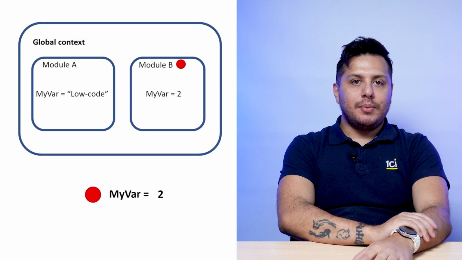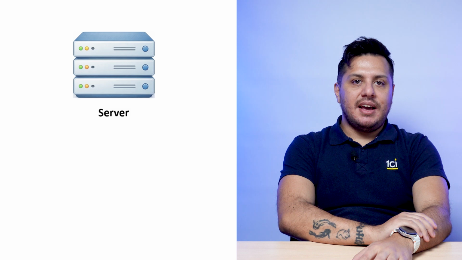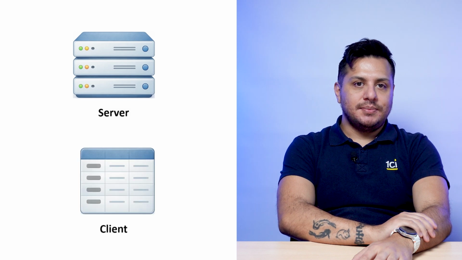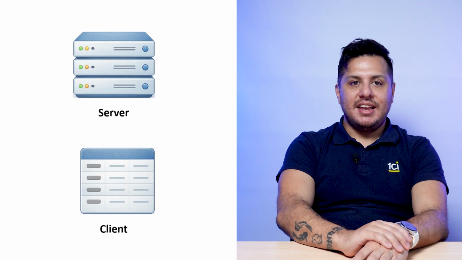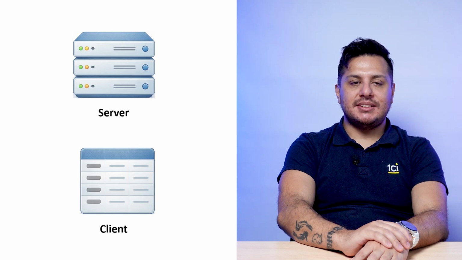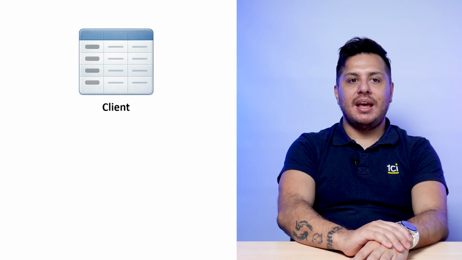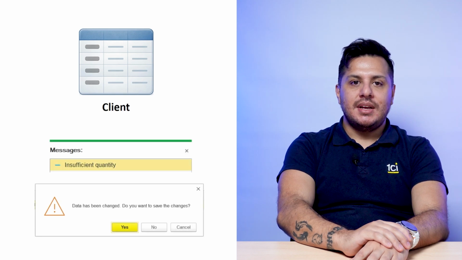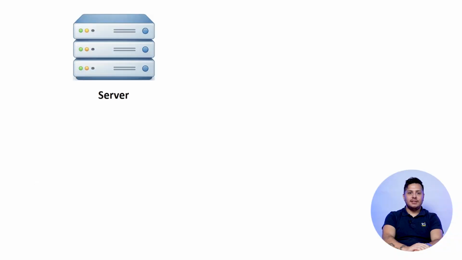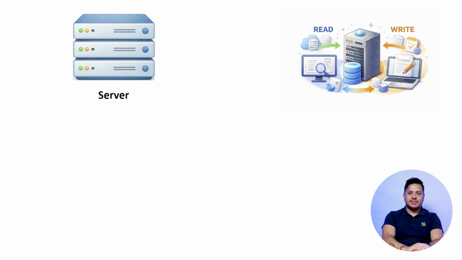Now, let's move to one of the most critical distinctions in 1C Enterprise, the client and server context. Your code can run on the client machine or the application server, and each one has its own responsibilities. The client handles simple, lightweight actions like showing a message or asking a question. The server, on the other hand, deals with data, storing, processing, and running heavier operations.